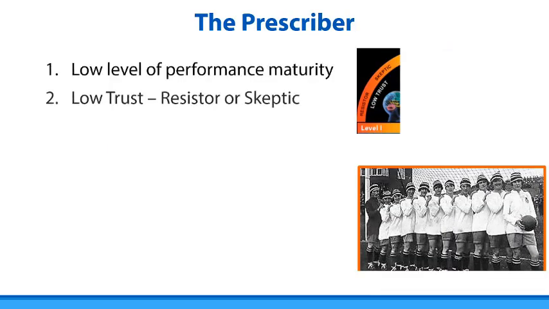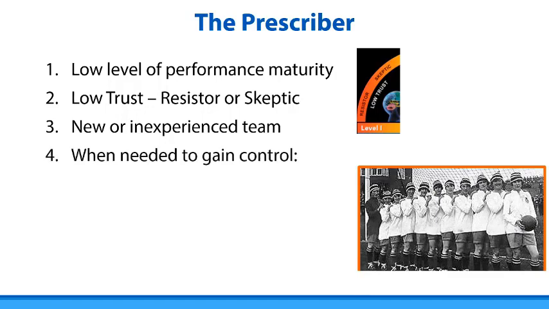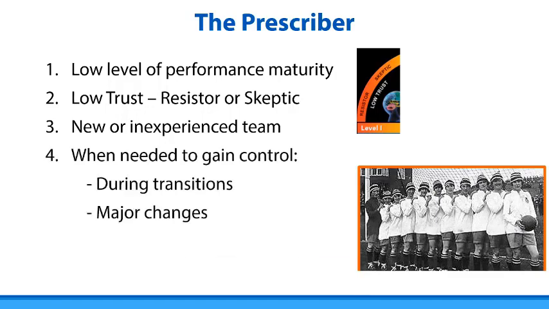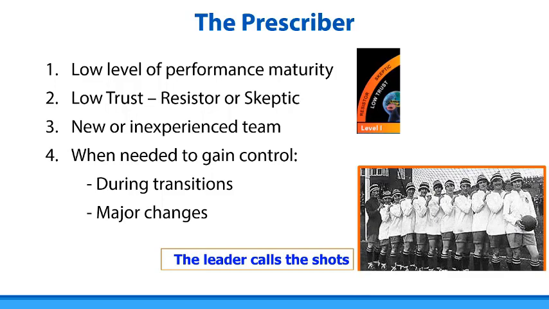But it starts with the prescriber. This is when your team has low trust, the resistors or skeptics, with a low level of performance maturity. Doesn't mean that the people are immature, but they haven't worked together. So it could be a very new group of people, for example, raw recruits, or it could be older people who just have not worked together before. So in this case, you want to be a prescriber. That means that you are the coach and you're telling them what to do. I highly recommend you look at your team and decide to be a prescriber when it is new or inexperienced.